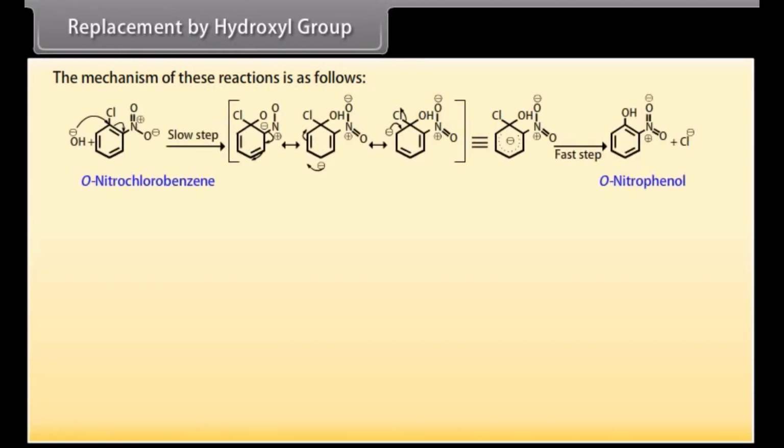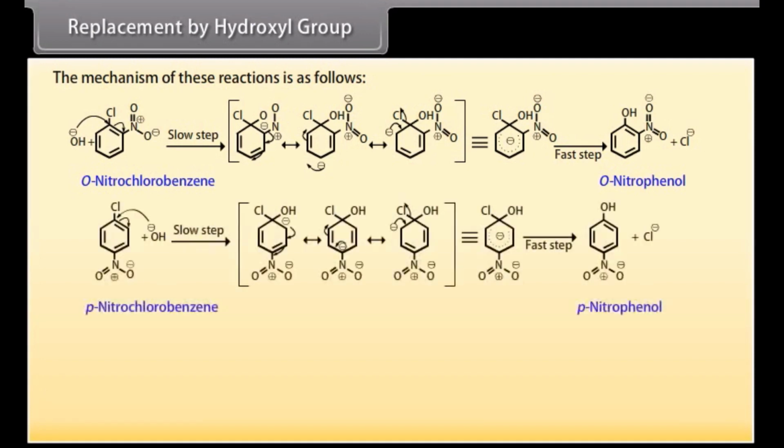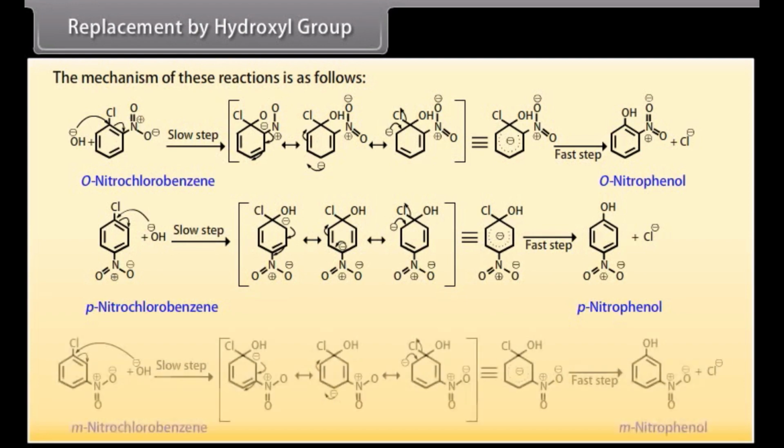Ortho-nitrochlorobenzene reacts with hydroxide ion and forms ortho-nitrophenol. Para-nitrochlorobenzene reacts with hydroxide ion and forms para-nitrophenol. Meta-nitrochlorobenzene reacts with hydroxide ion and forms meta-nitrophenol.